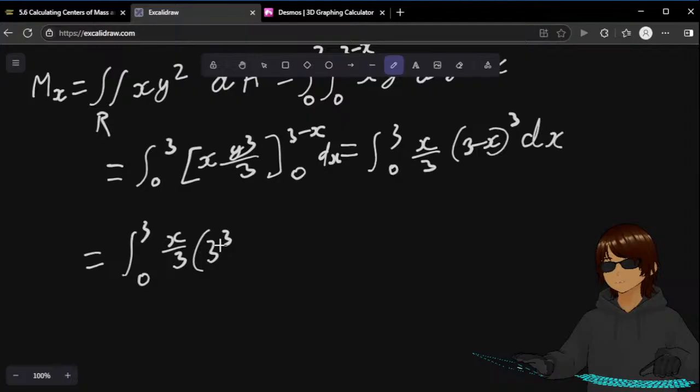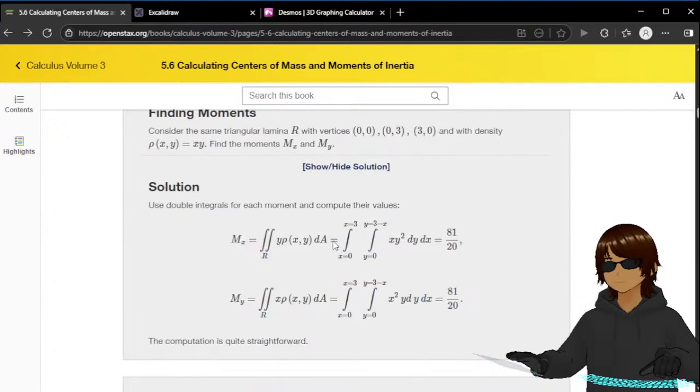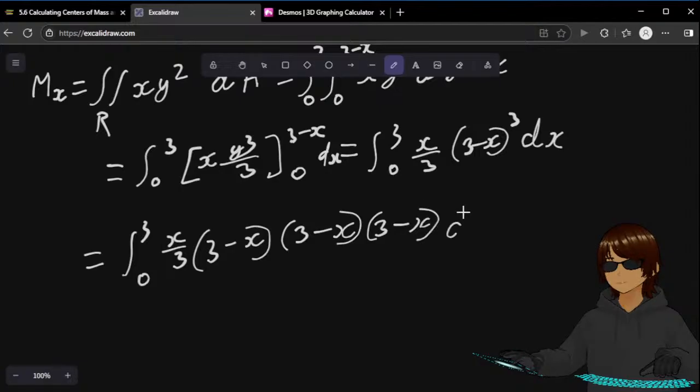Actually, let's just see the answer. Wait, they just skipped the entire thing. Okay, let's just go through it. I want to use the binomial theorem, but never mind. 3 minus x, 3 minus x, and then 3 minus x, dx.